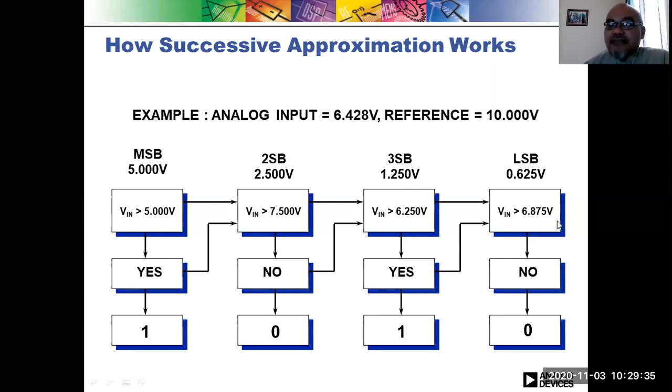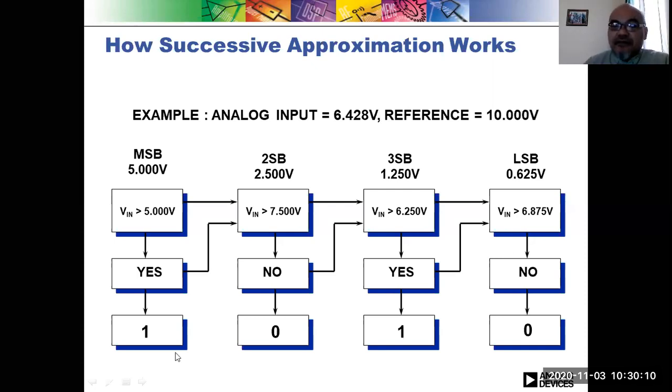Then the least significant bit, or the fourth bit, will be turned on. The value is, how many? Half of 1.25, so 0.675. Then is the value larger than 6.875 here? No, it's not, so it's less. So you know that the last bit, the fourth bit, should be switched off.